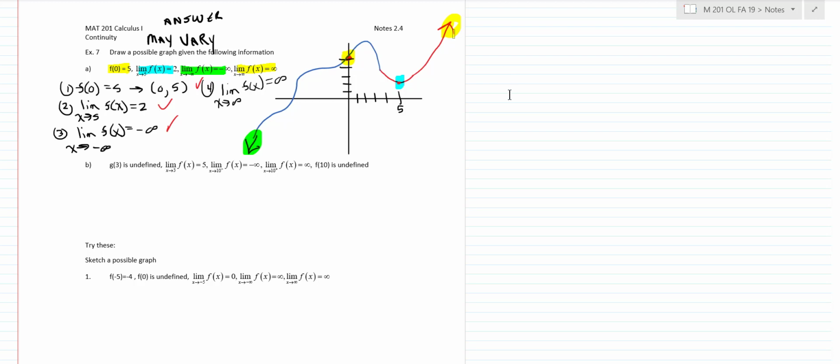And again, answers vary. No two students are going to come up with precisely the same graph, okay?